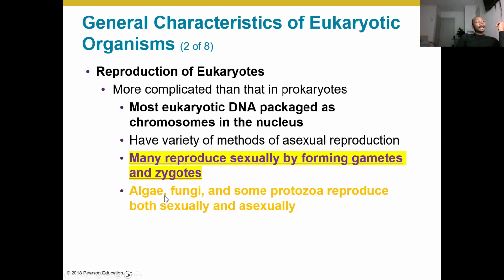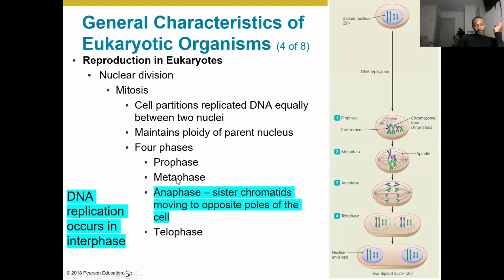Algae, fungi, and some protozoa reproduce both sexually and asexually. Remember, gametes come together to form a zygote. Remember the phases of mitosis. You will see these. Before prophase, we have interphase. In interphase, this is where DNA replication occurs.